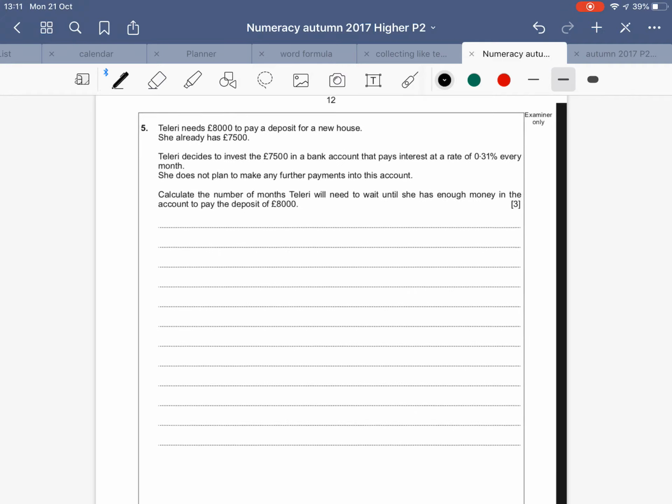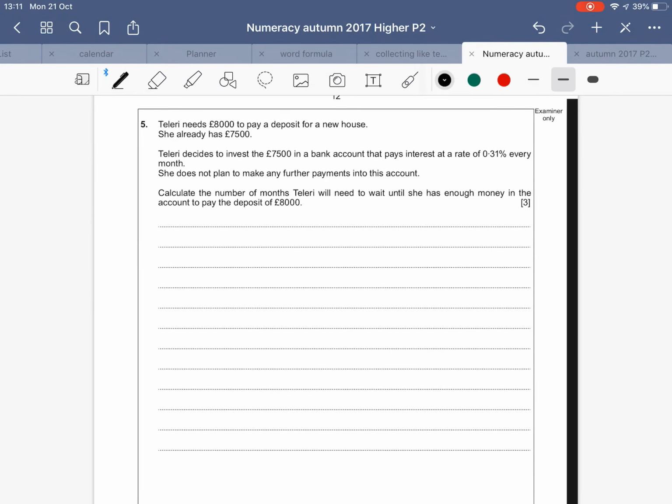So this is compound interest, but a very tricky one. So you would normally do your amount times by your multiplier. So they add in, they have the 100% and they want to add 0.31%. So that as a decimal is 1.0031. So our multiplier is 1.0031 to the power of something. Let's call it x. And we want to get £8,000. So you could do, or you could just do trial and error.